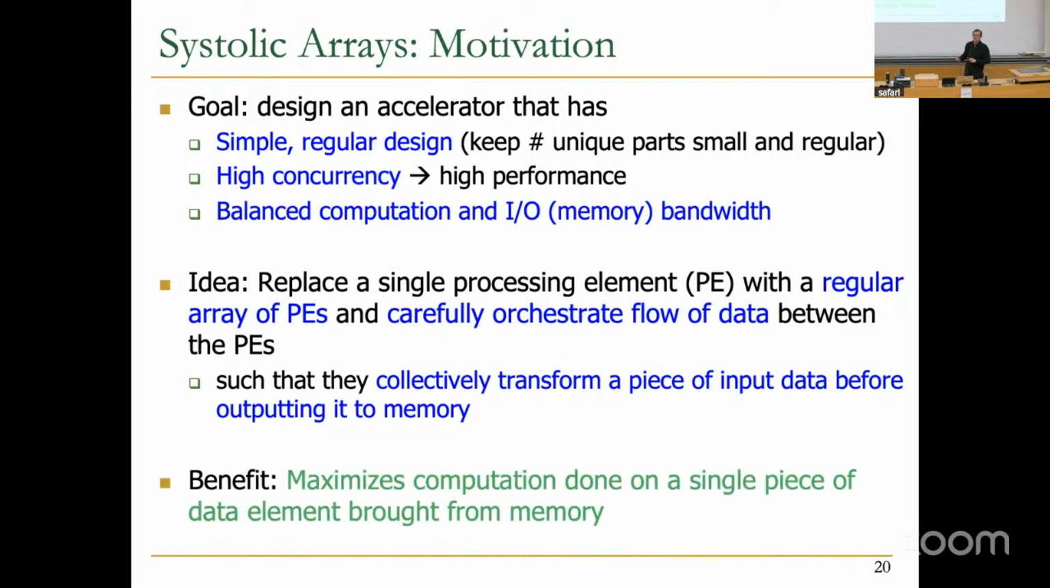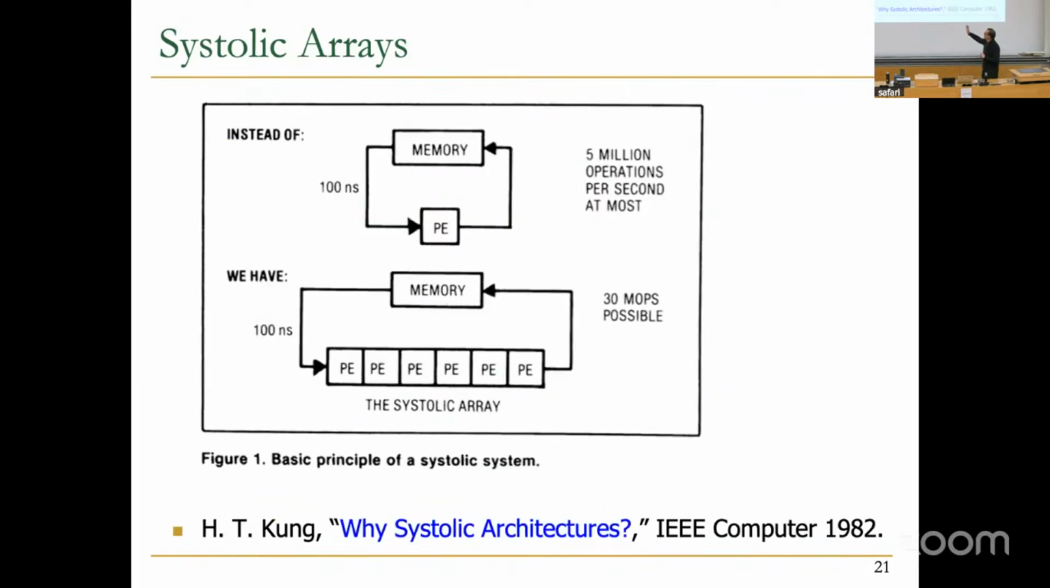So the benefit of this is you take a piece of data, you read from memory, and you do a lot of computation on it before you write it back to memory, as opposed to doing a single processing element, load, store, load, store, load, store. So that's the idea over here. And this is a beautiful picture from H.T. Kung's paper. Basically, he says that this is a processing element. It could be, again, as simple or as complex as you imagine it. But if you're fetching one piece of data over here and then operating on it and writing it back to memory, you're limited by the memory bandwidth. Your computation is basically limited by how fast you can get data from memory.